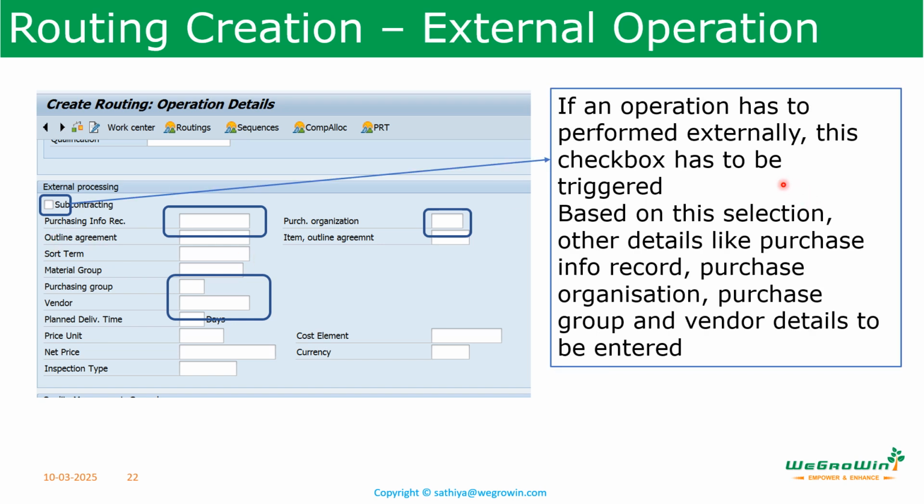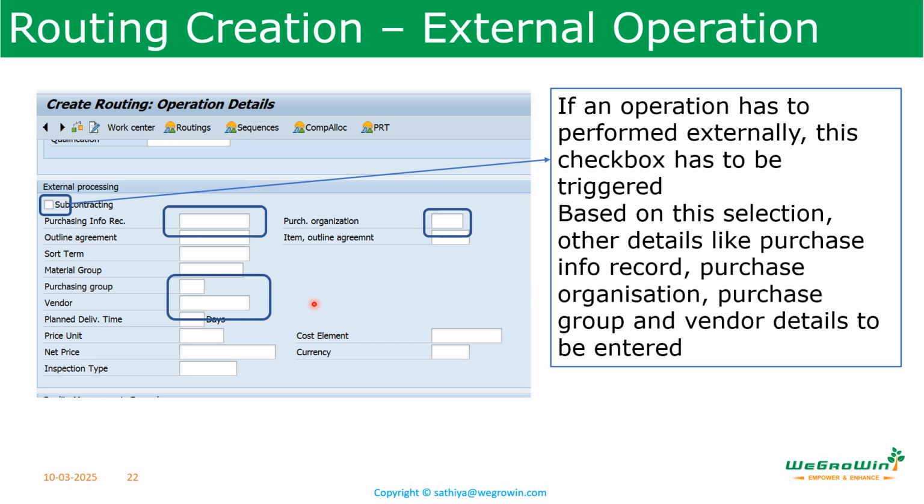If your operation has to be processed externally, the checkbox will trigger it. Based on this external operation, we would have defined a purchase info record for it. The purchasing organization, purchase group details and vendor details are required. Those things will be entered.